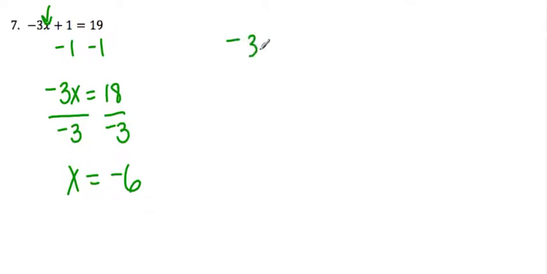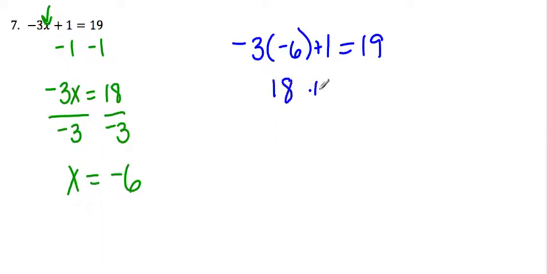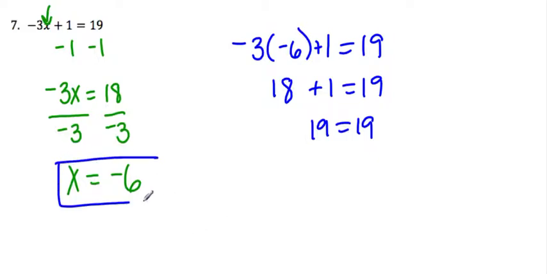Go ahead and check that. Let me change colors here. If I go ahead and check that, I have negative 3 times a negative 6 plus 1 would have to equal 19 if that's the correct answer. Negative 3 times negative 6 is positive 18, and 18 plus 1 is 19. So that gives me a true statement. Therefore, this is the correct solution.